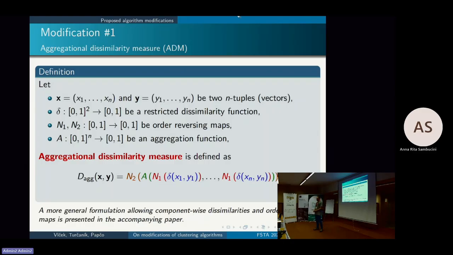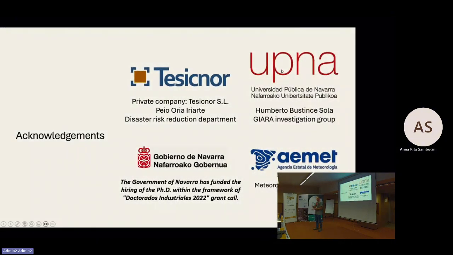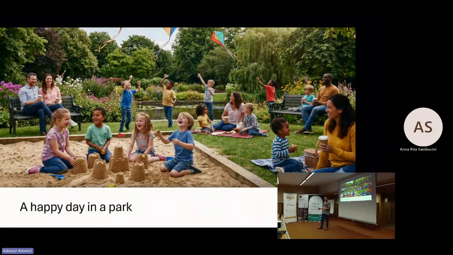Well, I present myself. I'm Iñaki Pérez del Notario. I'm an industrial PhD student. I'm doing my PhD at a private company and at the Public University of Navarre in Spain. My company is about labor risk prevention. We also work with the State Federal Agency of Meteorology and the government of Navarre, which funded my PhD. I'm going to start by talking about my motivation behind my work.